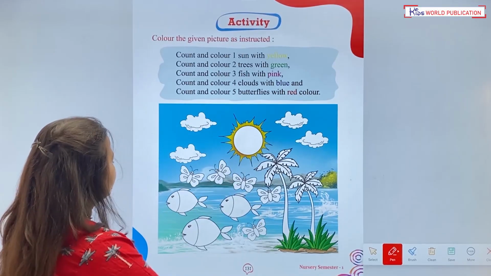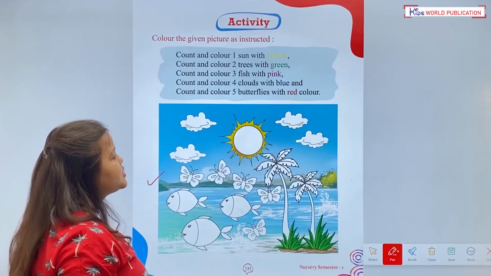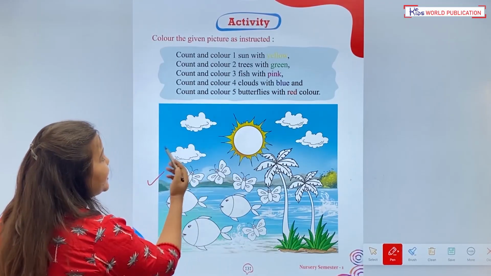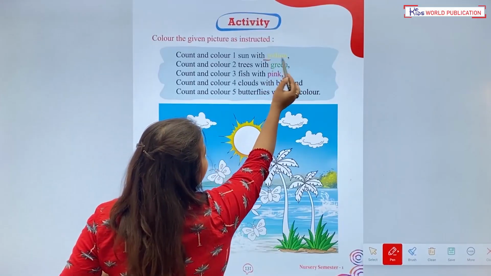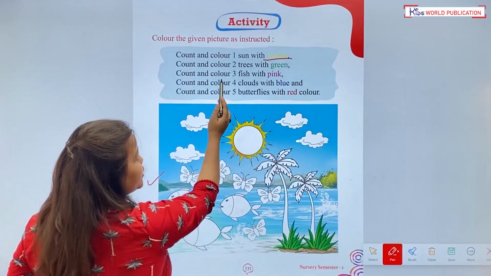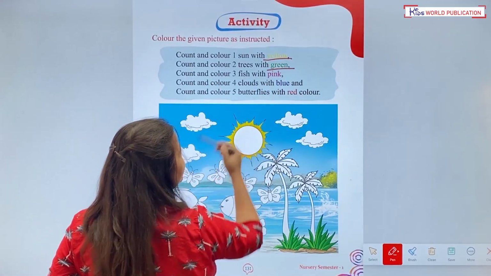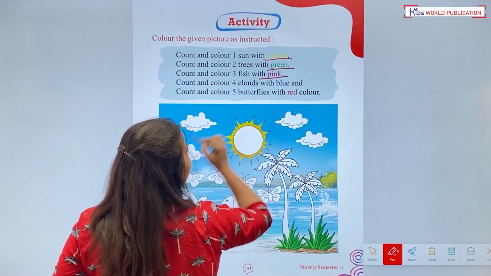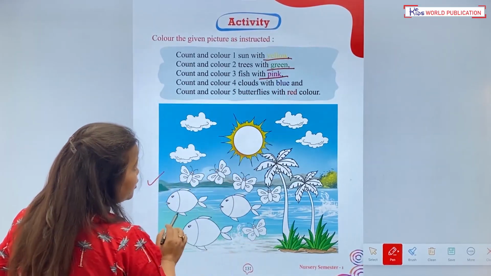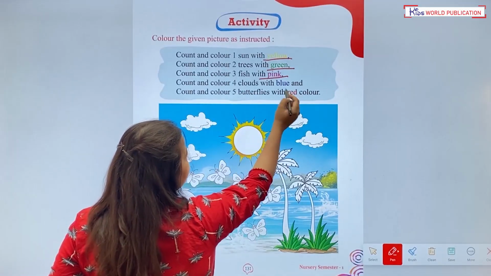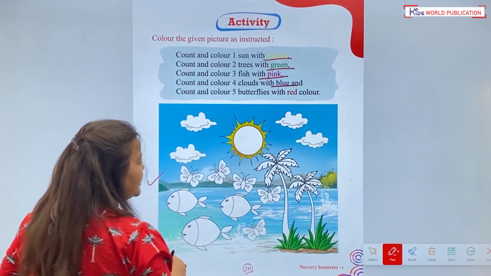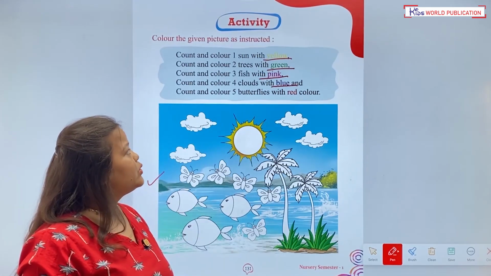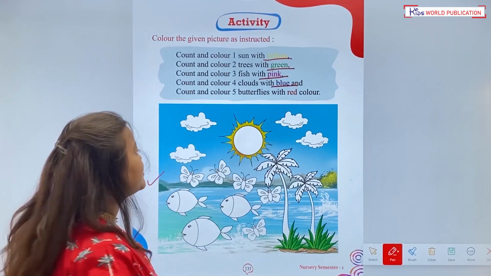So kids, first you will count the pictures and then you will color them accordingly. If any item is 1, you will color it in yellow. If any item is 2 in number, you will color it in green. If any item is 3 in number, you will color it in pink. If any item is 4 in number, you will color it in blue. And if any item is 5 in number, you will color it in red.